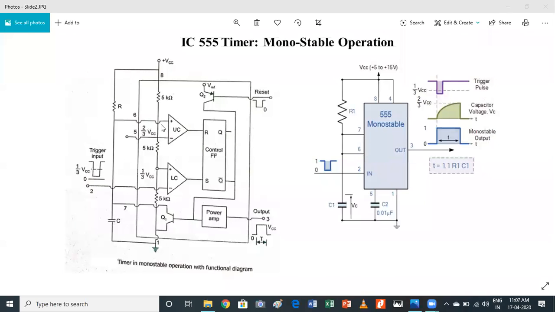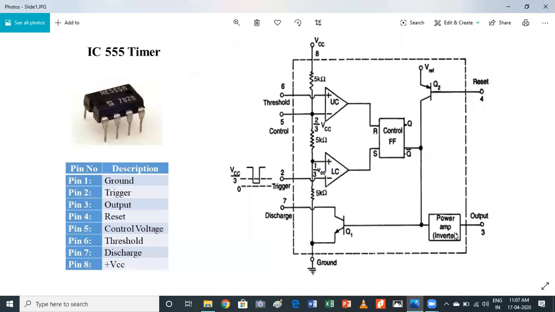Now, the two comparators are there. Before going to monostable mode operation, two comparators and one control flip-flop are there. So let's see this operation. In the upper comparator and lower comparator, whenever the upper comparator produces logic 1, the control flip-flop S becomes 1. So the flip-flop output is Q. The Q becomes 1 and Q bar becomes 0.